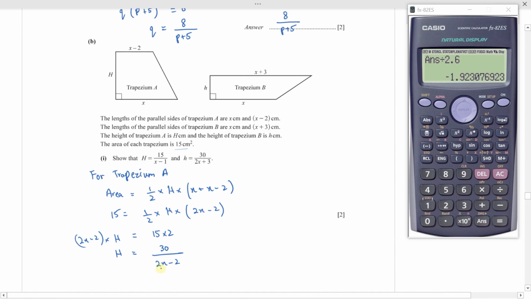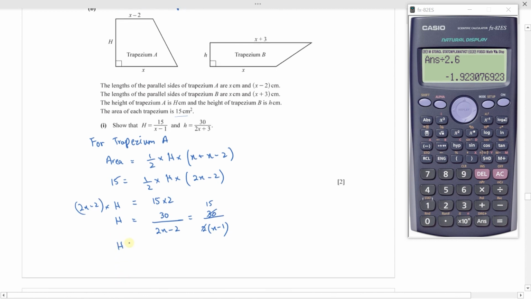And now I can take 2 common in the denominator. So this will be 30 over 2 into x minus 1. And then this 2 and this 30 will cancel out. I'll be left with 15. So capital H will equal 15 over x minus 1. So this is the same as given here in the question. And then let's do the same for trapezium B as well.